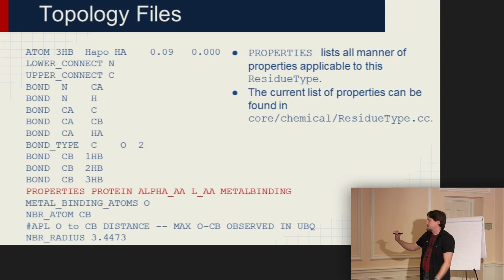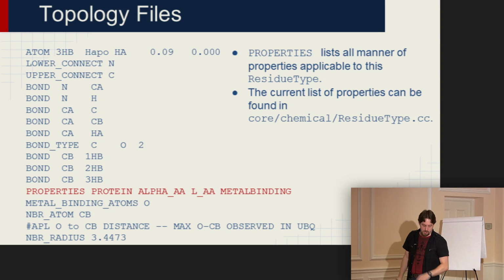The properties list is a bunch of strings that tell you about the various properties of your residue type. This is used for all sorts of purposes, but essentially every property in here gets eventually turned into a Boolean function, like is it a protein, is it alpha amino acid, is it metal binding? And you can use this in your code to do specific things with specific kinds of families of residues. Like, this code only needs to run if I'm working with metal binding residues. This is how that information all makes it into Rosetta.